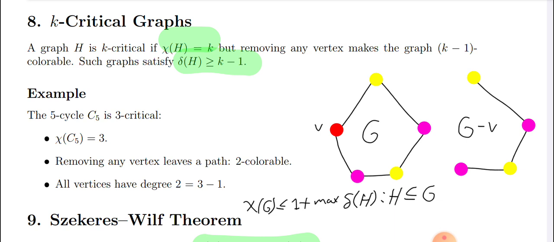So every node has to be pretty well connected. It can't have any loose ends. Right. If a vertex had too few neighbors, it wouldn't be constrained enough to be truly critical in forcing a k-coloring.